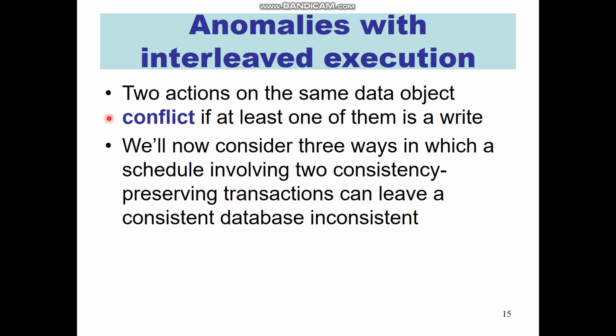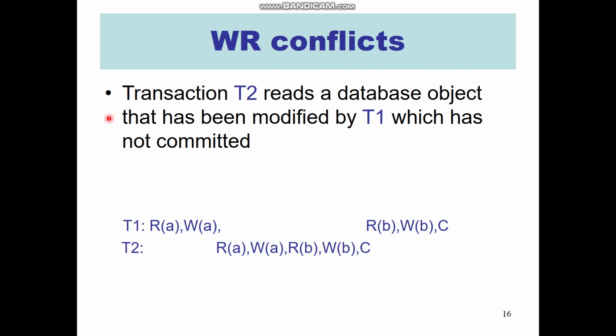So what can be anomalies or issues? For example, we have read, write, commit. Transaction one is running. We read a variable A, and then we write variable A. Now transaction 2 is reading the same variable A. What is happening? Transaction 2 will get the old value of A. It won't get the new value of A, because we haven't done the commit yet. So that is a write-read conflict.